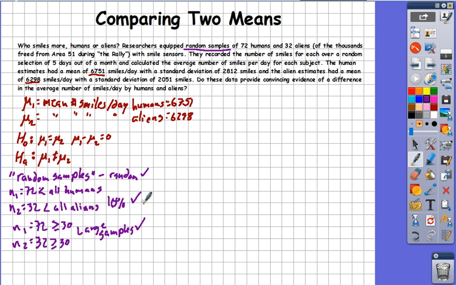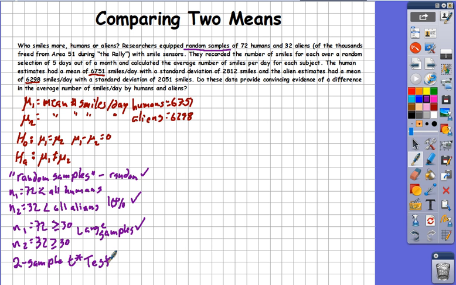What test does this allow us to do? We have two samples, two means to deal with. So yes, this is in fact a two-sample t-test. So let's go ahead and say that. We have a two-sample t-test. Now, why is it t and not z?